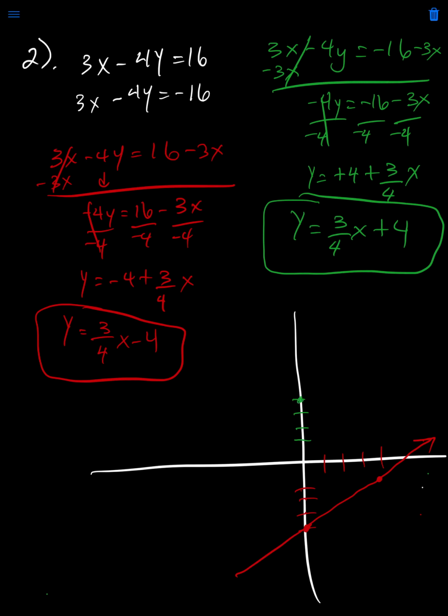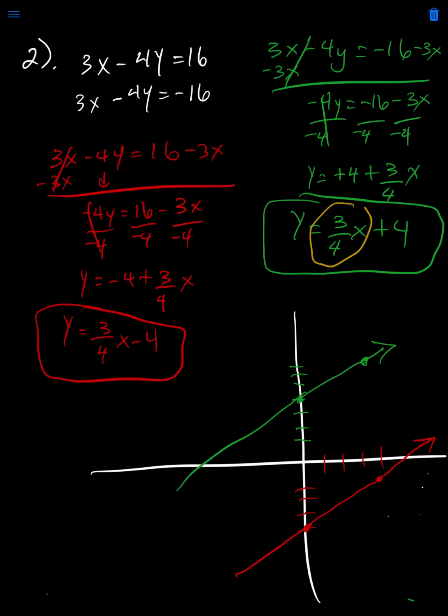Then the one for 3/4x plus 4, which is up here. I'm going to do 1, 2, 3, 4. Going to go up 3, 1, 2, 3. Then go right 4: 1, 2, 3, 4, somewhere around there.